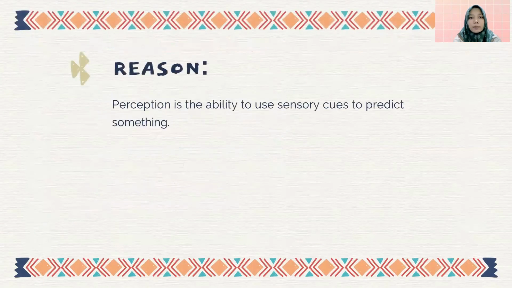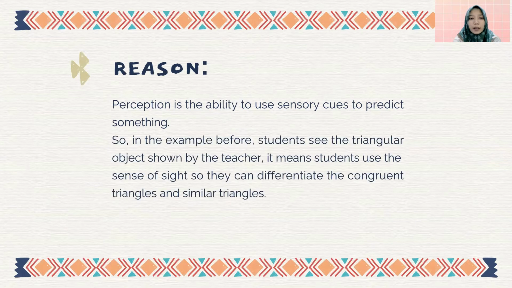The reason: perception is the ability to use sensory cues to predict something. So, in the example before, students see the triangular object shown by the teacher. It means students use the sense of sight so they can differentiate the congruent triangles and similar triangles.